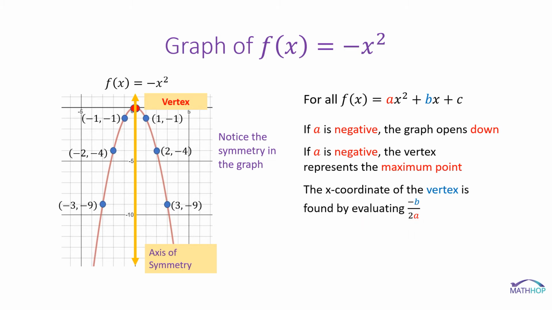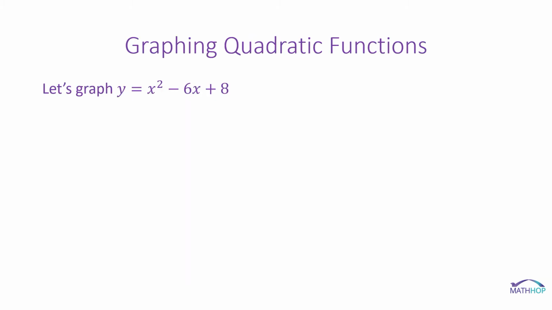All right, I think we're ready to graph one. Let's graph x squared minus 6x plus 8. So the first thing we have to do is find the x-coordinate of the vertex. If you remember, we said the x-coordinate was x equals negative b divided by 2a. I find it very helpful to go ahead and write out your a, b, and c values immediately when graphing.